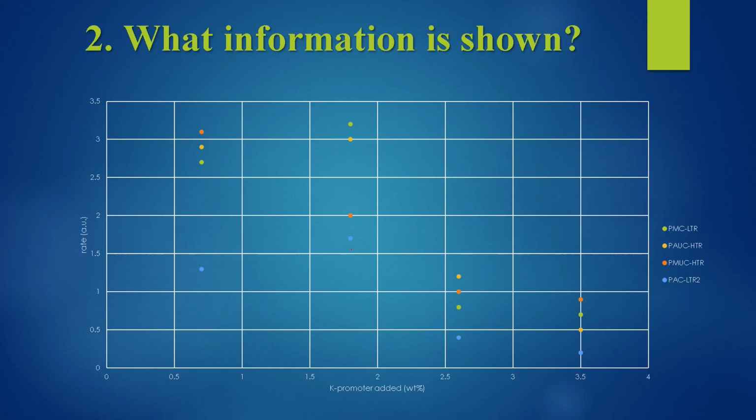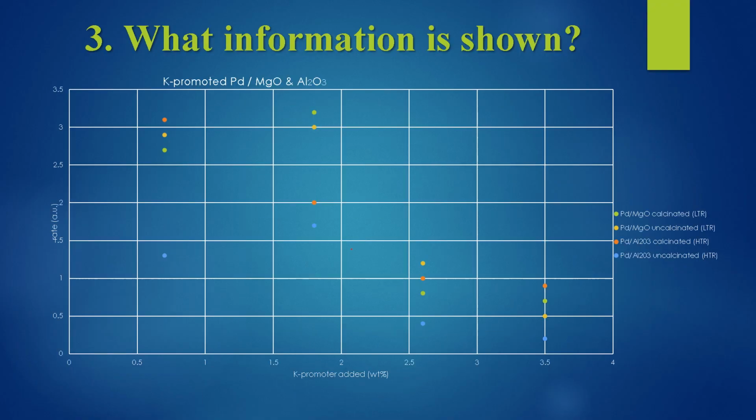Look, if we add a few more details here on the right, we've added a little more about the y-axis. On the left, we still have the rate. On the x-axis, we have K promoter added by weight, percentage weight. And on the right, we have some information that specialists might be able to understand, but a number of people cannot. Still, inside the graph itself, there is no organizing principle.